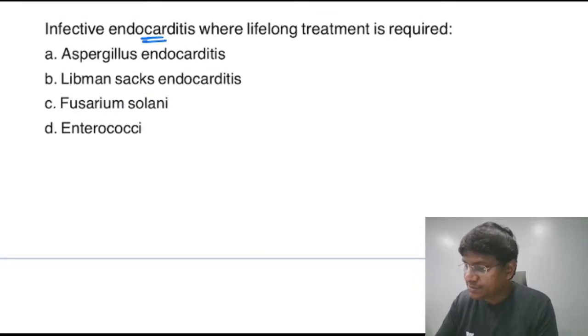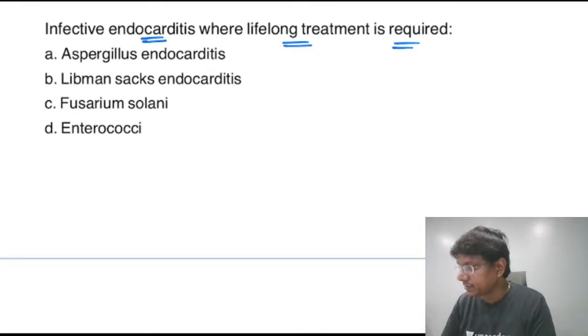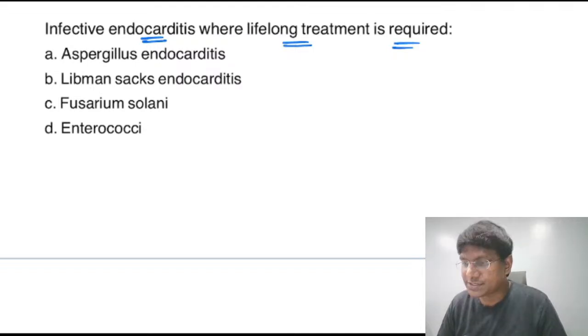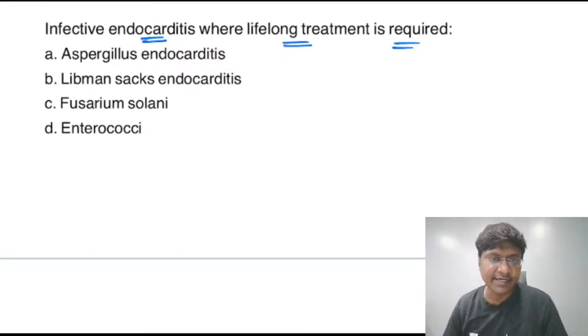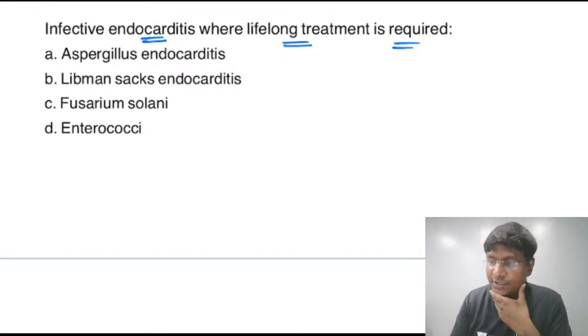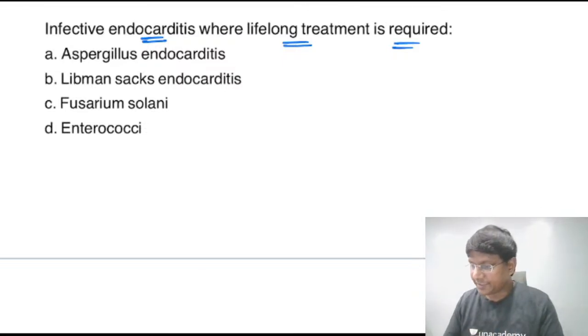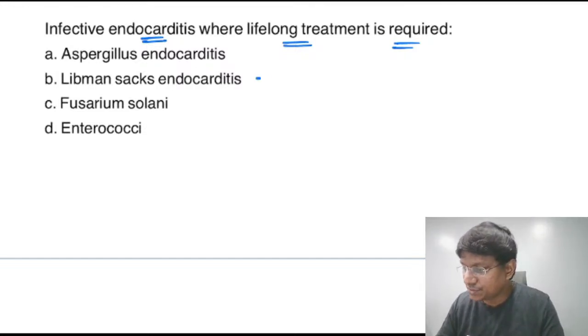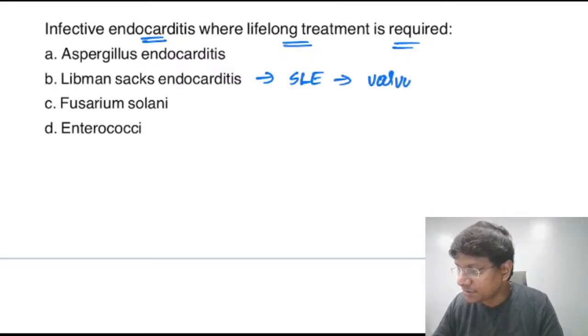Now, infective endocarditis where lifelong treatment is required. Aspergillus endocarditis, Libman-Sacks endocarditis, Fusarium solani, Enterococci. No, not in Libman-Sacks endocarditis. Libman-Sacks endocarditis, you come across this in SLE. And what do these patients require? Valvuloplasty, that's all.